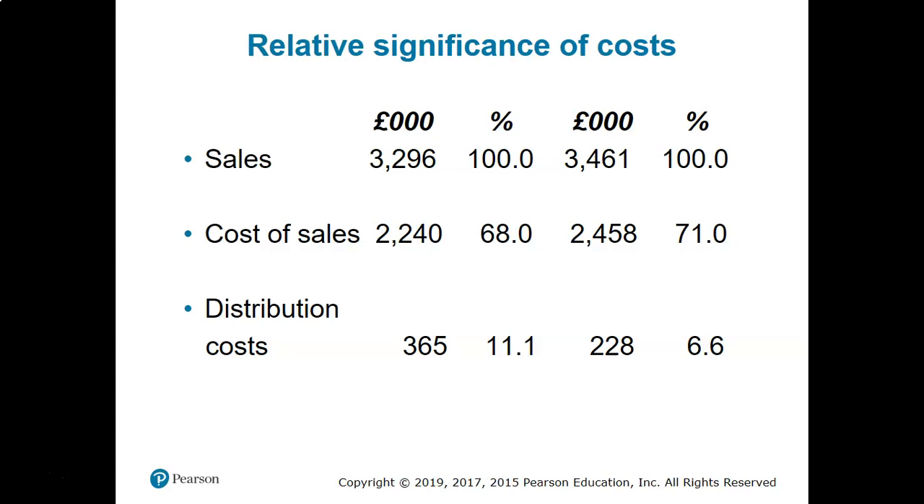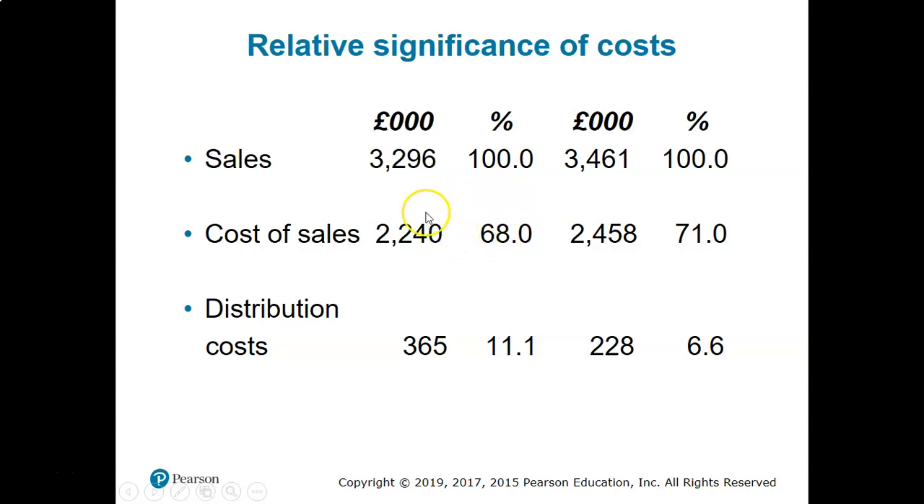Total liabilities, debt and equity all together should be 100%. And then we will calculate what percentage is the cost of sales. So how can we find this 68%? 2,240 divided by 3,296 multiplied by 100, then you will get 68%.